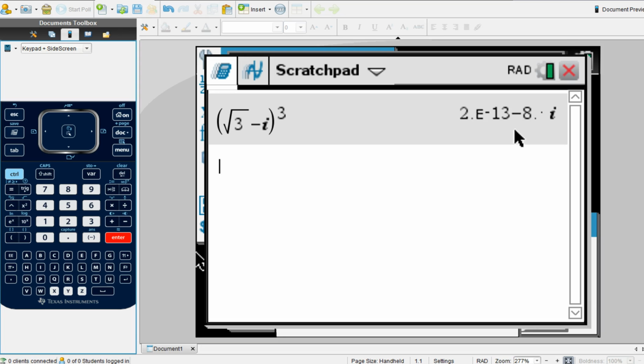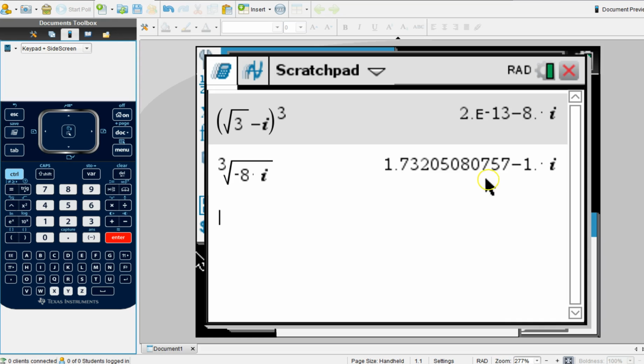So on the calculator, if I ask this calculator for the cube root of -8i, which is what we just found by hand, it actually is only going to give me one answer. It gives me 1.73 minus i. It just gives me one answer. Well, the answer it gives me is the principal root. It doesn't give me all 3.